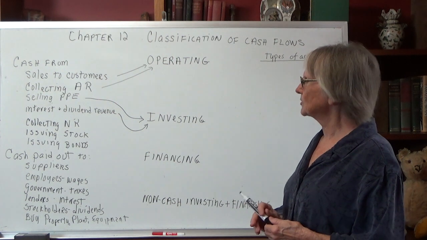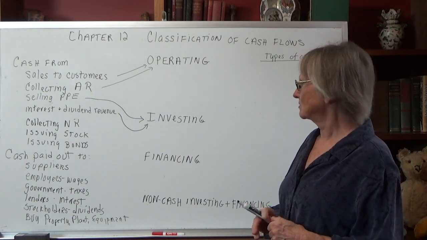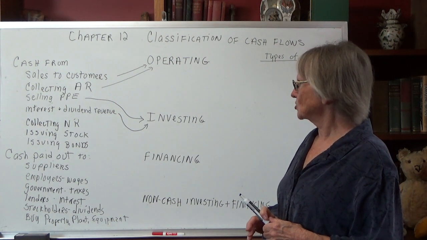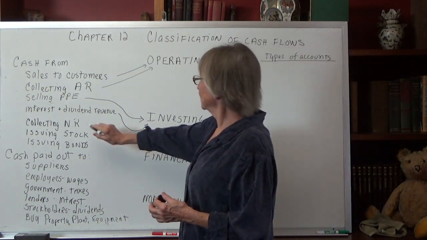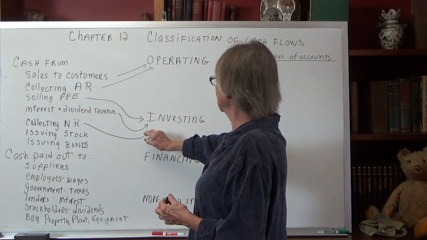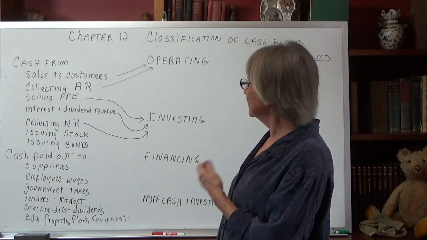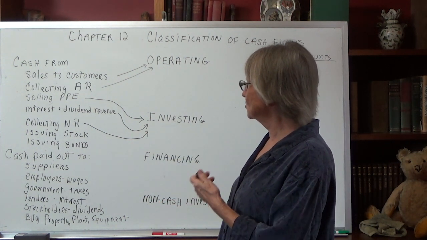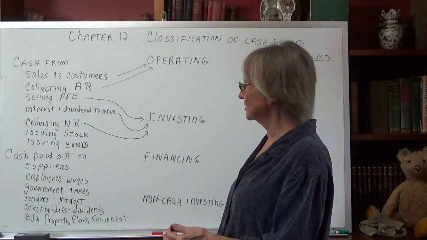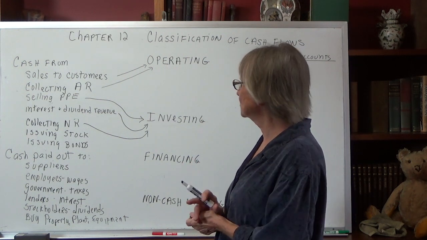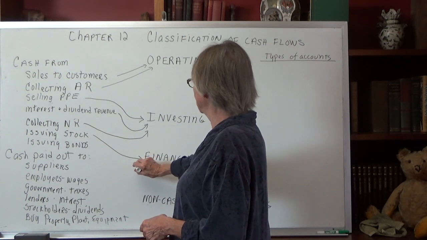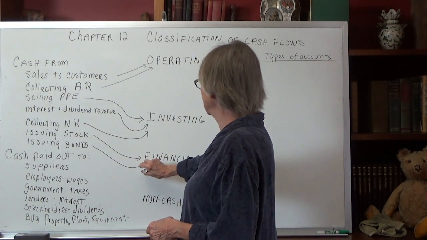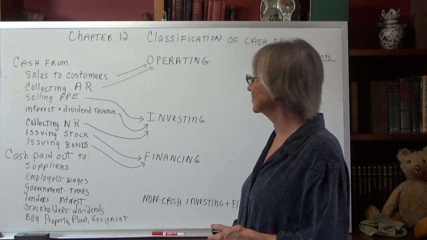Collecting a note receivable, that's not really operational. So if we got money from that, that would probably be an investing activity too. All right. But then we come to issuing stocks and issuing bonds. That's a little bit different. We get cash from issuing stock or cash from issuing bonds. Those relate to financing activities of the company. That's how we get the money to do everything.